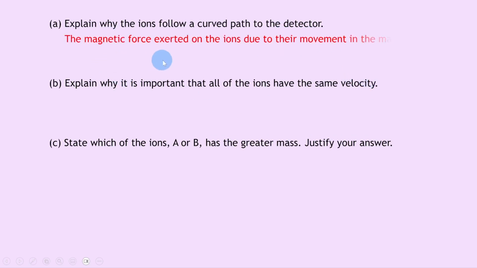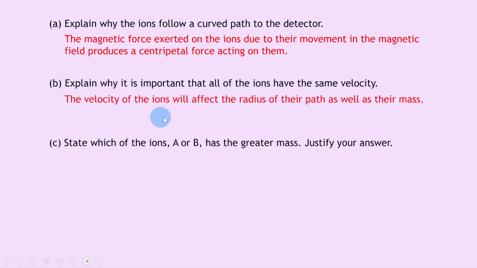Well, we could say the magnetic force exerted on the ions due to their movement in the magnetic field produces a centripetal force acting on them. Part B then says to explain why it is important that all of the ions have the same velocity. Well, we could say that the velocity of the ions will affect the radius of their path as well as their mass, so must be the same for all ions.